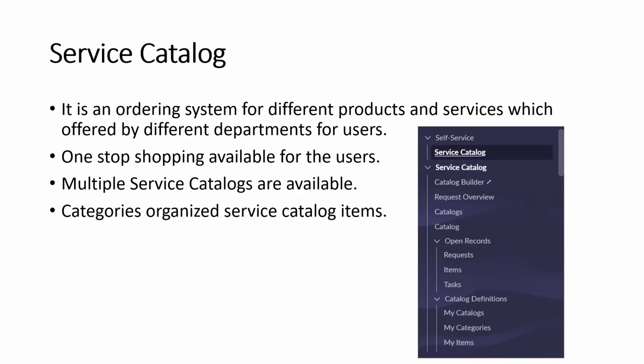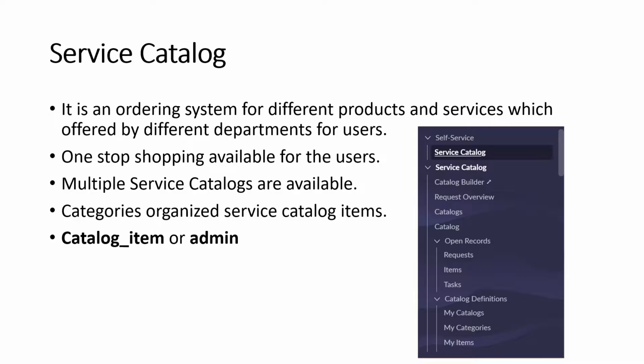Like I was telling, categories organize service catalog items. So there are different service catalog items available, right? And that is organized by the category. In a very simple way, under the mobile category, we have different catalog items, different mobiles like iPhone, Samsung, all these things. And I'm going to show you right now.